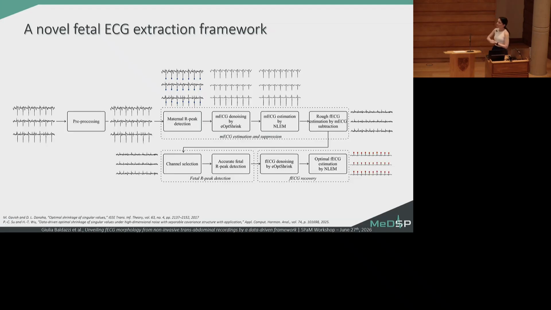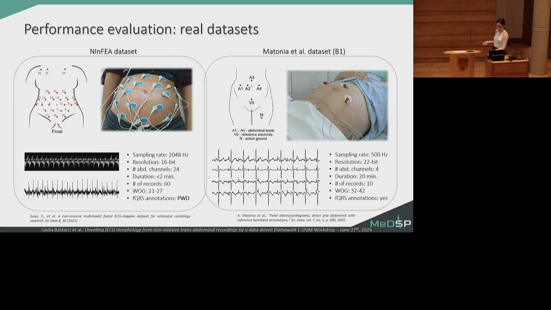So on this selected component, we perform the R-peak detection, and then after the fetal R-peaks are detected, we can segment the fetal beats and continue with the post-processing, so for the denoising. And after that, we have our clean fetal ECG trace in a multi-channel setting.